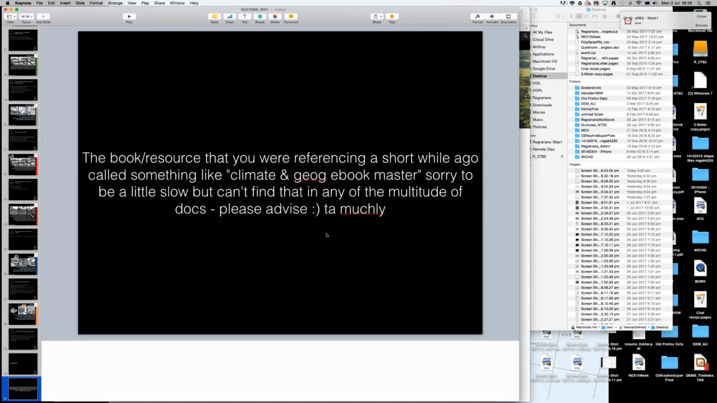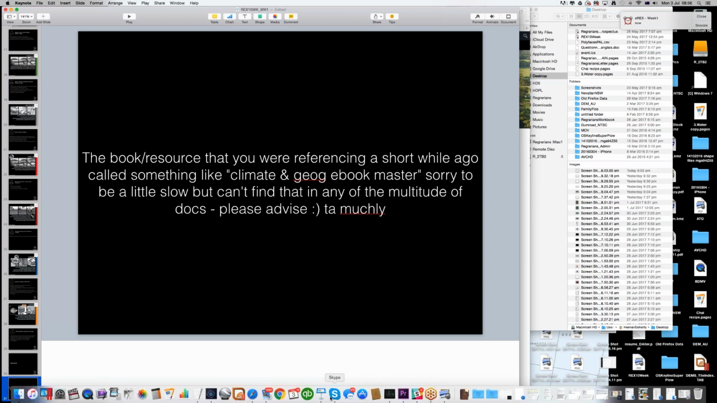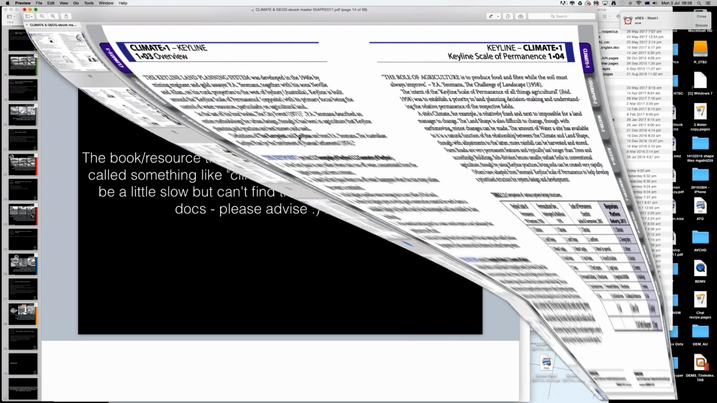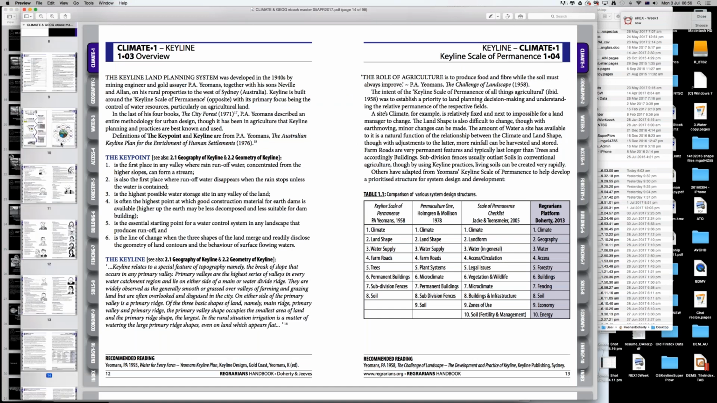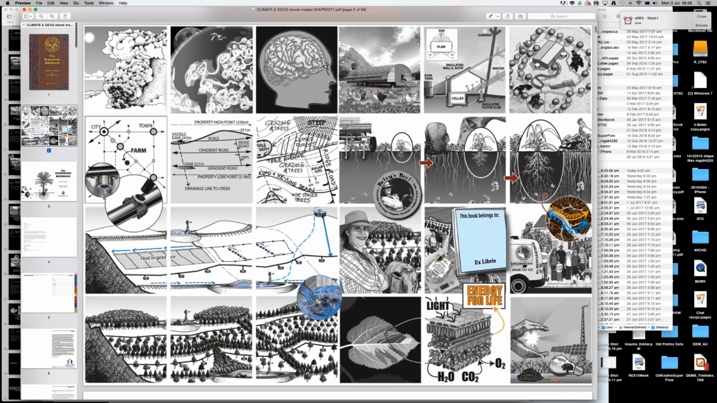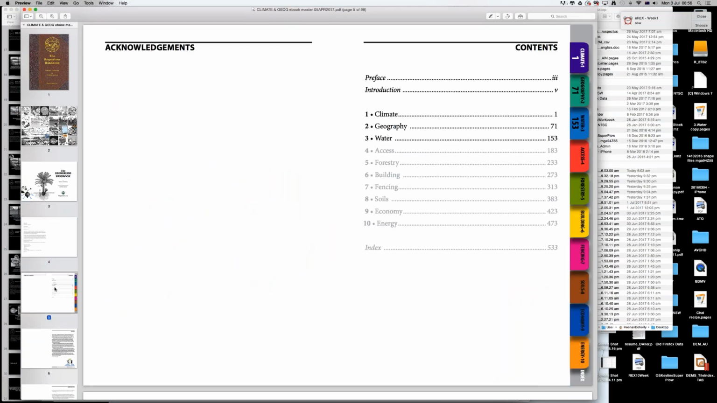This is from Mike Bird again. Thanks, Mike. The book resource that you were referencing a short while ago, called something like, sorry to be a little slow. This is actually the Regrarians Handbook. Because I've been so slow in finishing that book, the next chapter, Andrew said, why don't I put it all together and then you can send this out to people.